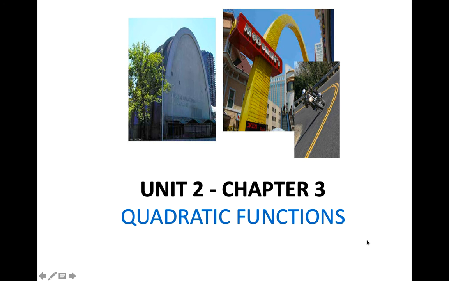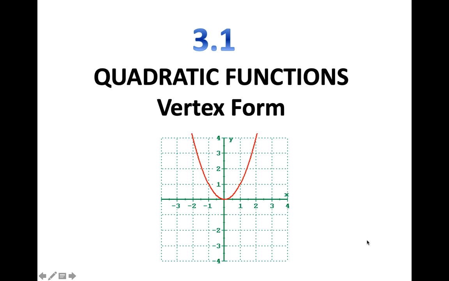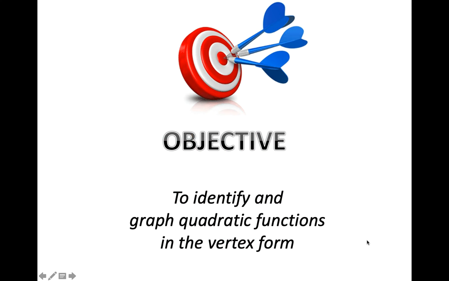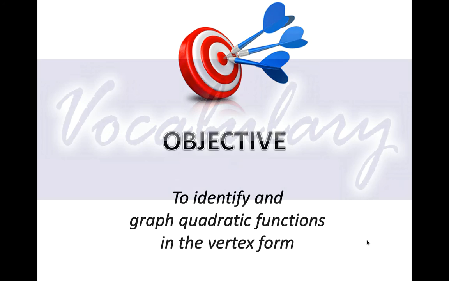So what we're taking a look at in this video is we're starting Unit 2, Chapter 3, where we're looking at quadratic functions. And we're beginning by taking a look at the quadratic function in the vertex form. Our goal is to make sure that you know what we mean when we say the vertex form, and then that you are able to pick out the important properties of the graph of the quadratic function if it's given to you in the vertex form.